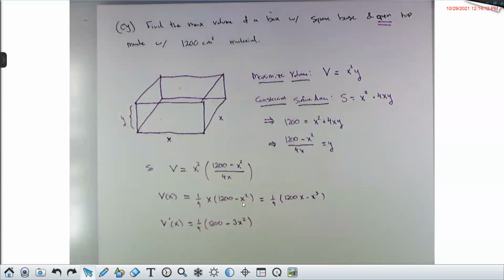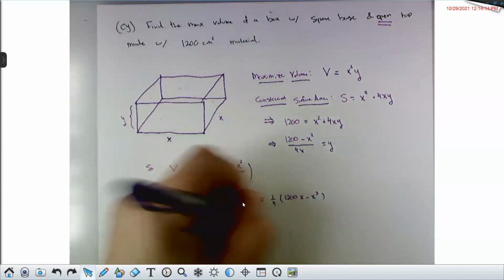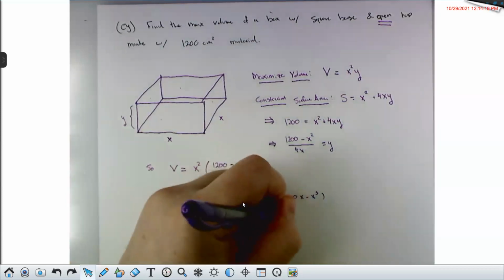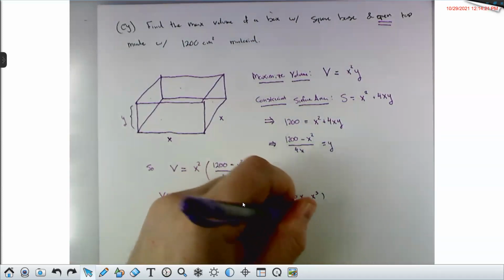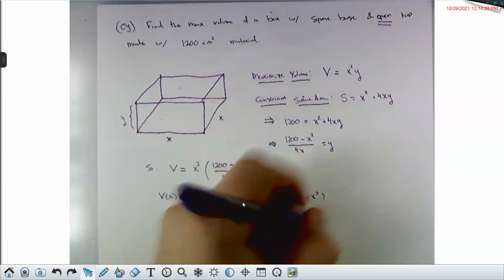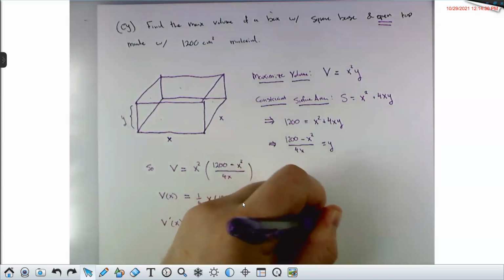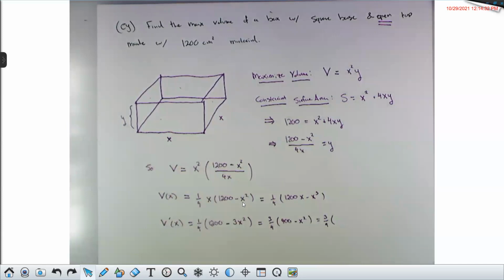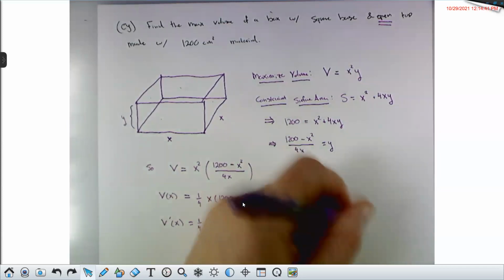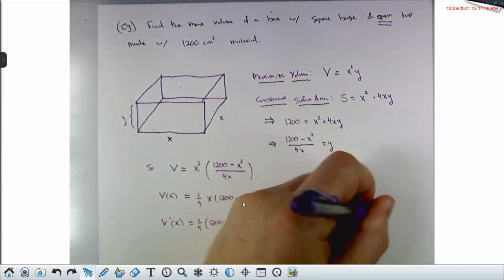I can factor out a 3, giving me 3/4 times 400 minus x squared. And I can further factor this as a difference of squares. That's 3/4 times, let's see, 400 is 20 squared. Yeah, so that's 20 minus x times 20 plus x, like so.